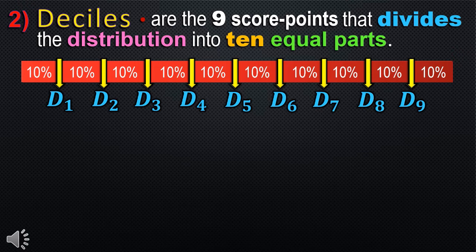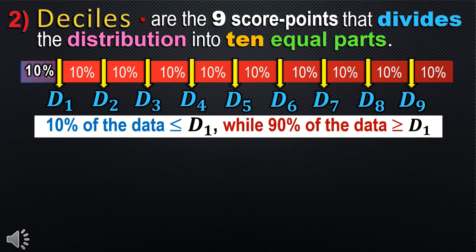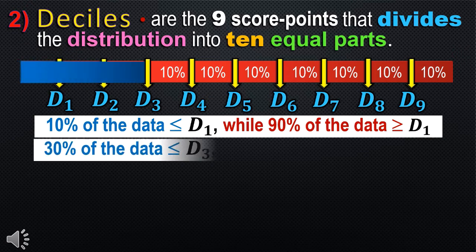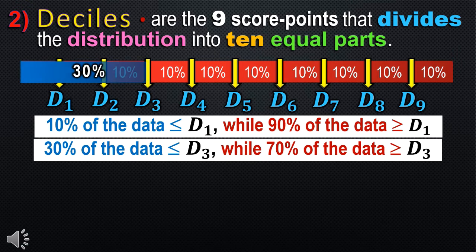So we have decile 1, 2, 3, 4, 5, 6, 7, 8, 9. There are 10% of the data which is less than or equal to decile 1, while 90% of the data is greater than or equal to decile 1. We have also 30% of the data is less than or equal to decile 3, while 70% of the data is greater than or equal to decile 3.